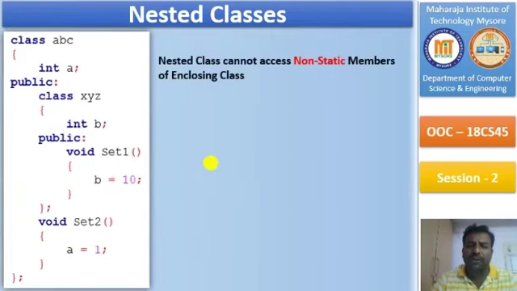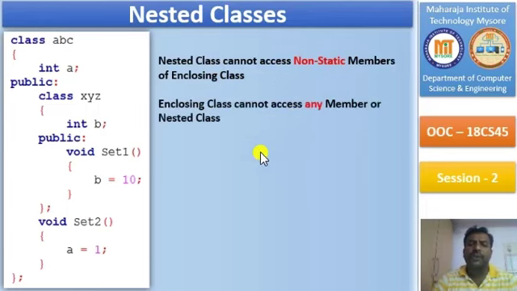Right. So now just a few points we can put over here with respect to the program we have discussed. Nested class cannot access non-static members of the enclosing class. This means the static members still can be accessed, but non-static members cannot be accessed. And enclosing class cannot access any member of a nested class. I think I made a mistake here, this is supposed to be "of", not "or". Hence, enclosing class cannot access any member of nested class.